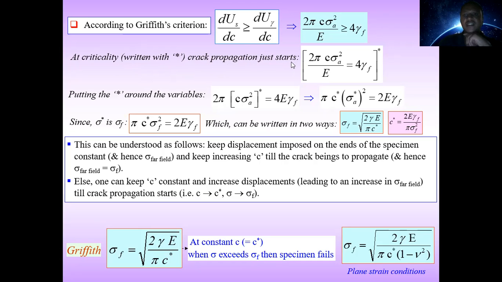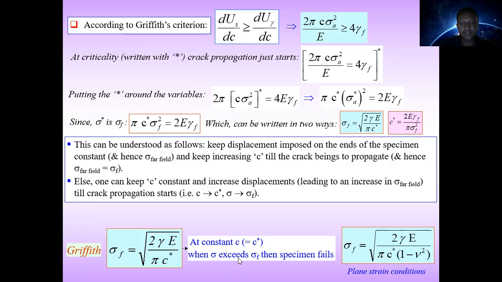Crack propagation just starts when pi c sigma a square over E is equal to 4 gamma f. Substituting the C star condition here, finally what we get is this formula. So C star is equal to 2E gamma f over pi sigma f square, which is what we need critically now. So the Griffith formula is sigma f equal to the square root of 2 gamma E over pi c.